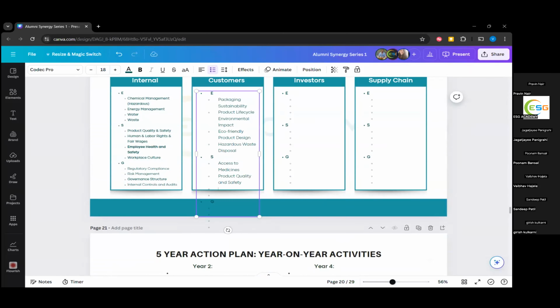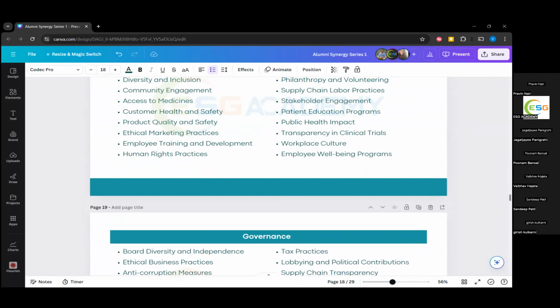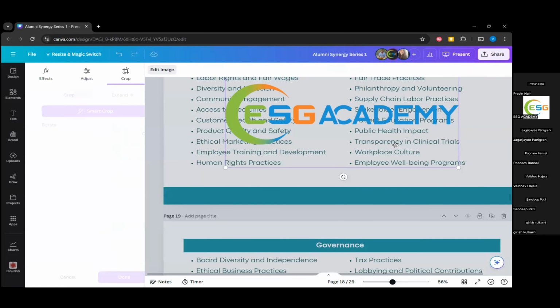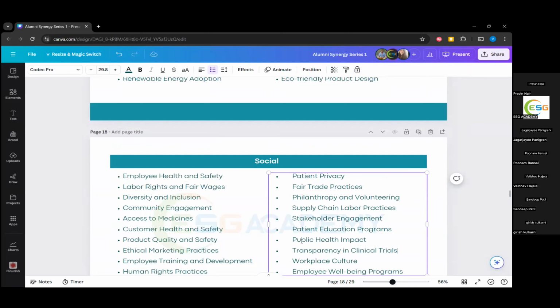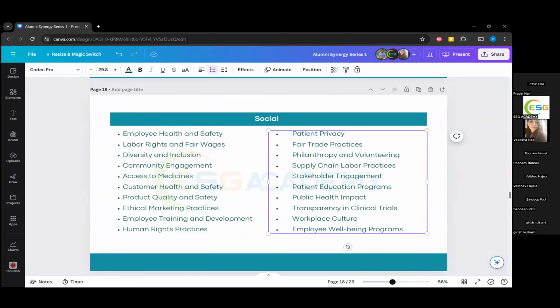Ethical marketing practices about medicines and stuff. Yeah, ethical marketing practices, it is there. Left hand side. No, I got it.